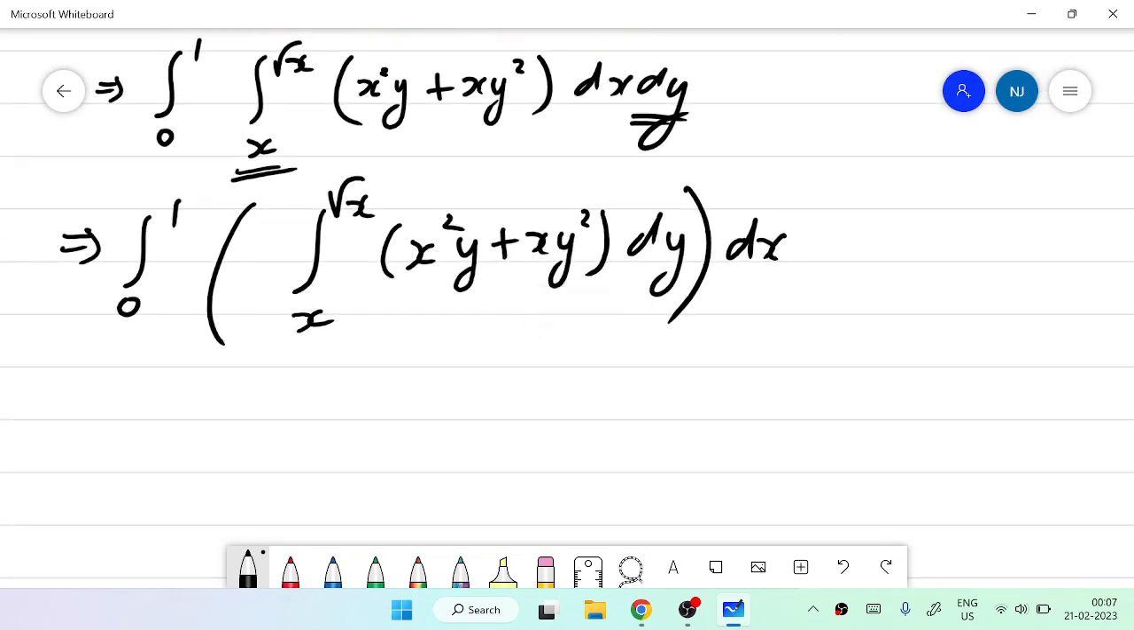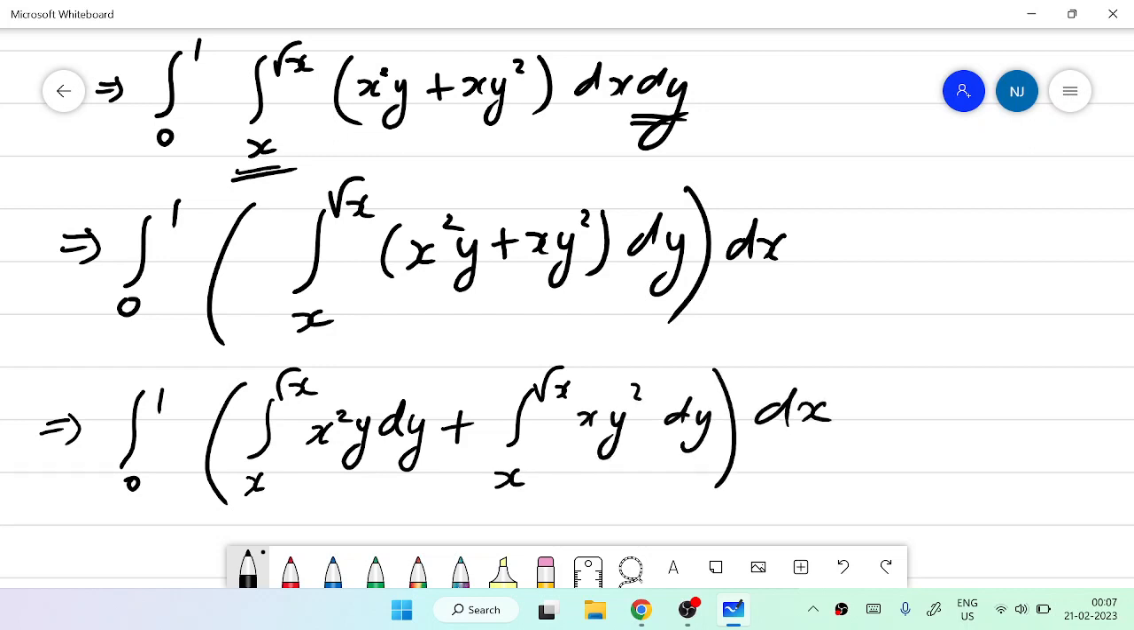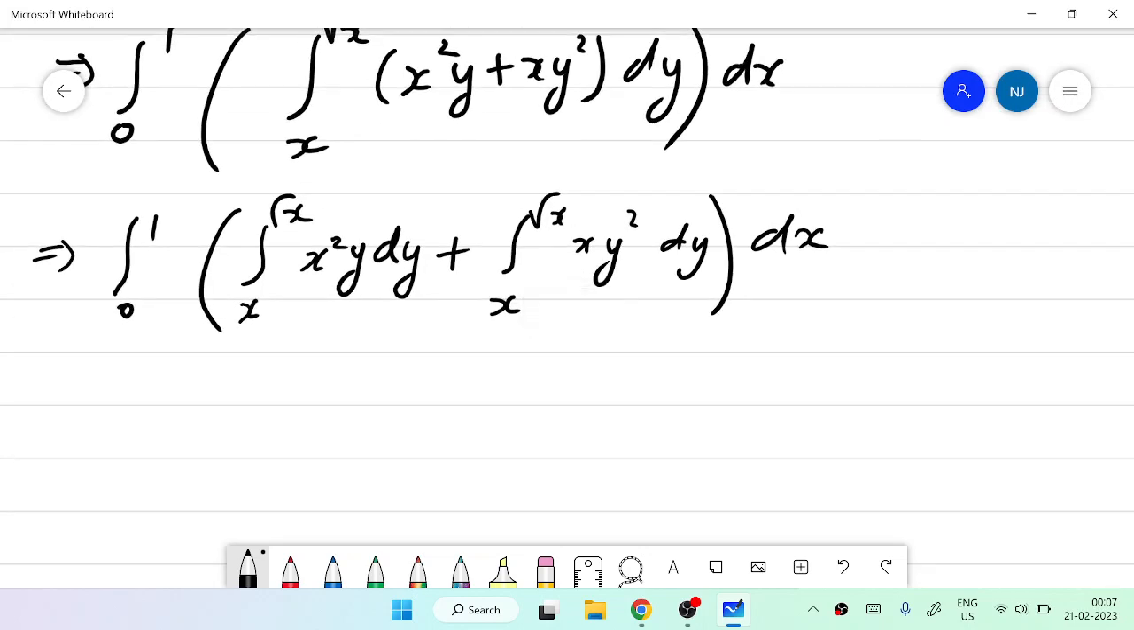Then for calculation purpose, what I'm going to do is, this would be the first step now. So I'm going to explain this in detail. So the next step will be like integral over x to root x of x square y into dy plus integral over x to root x of xy square into dy into dx will come. Understood? So then I have to integrate with respect to y, right?